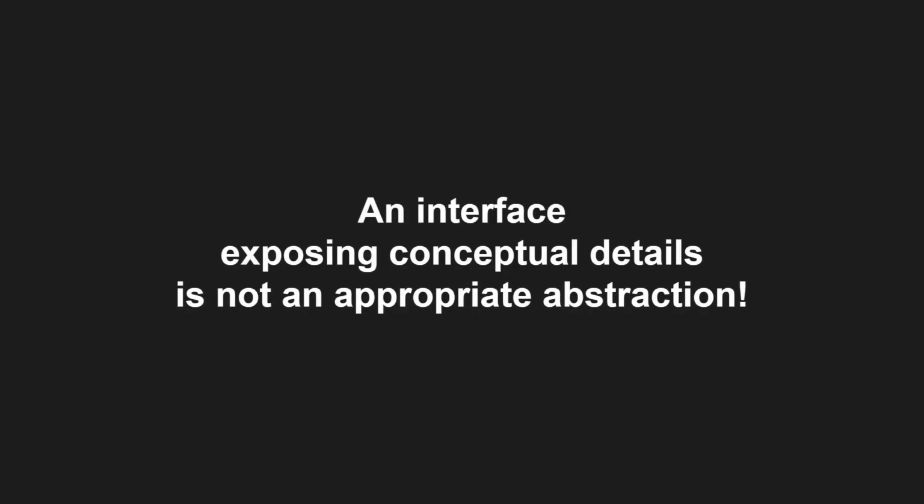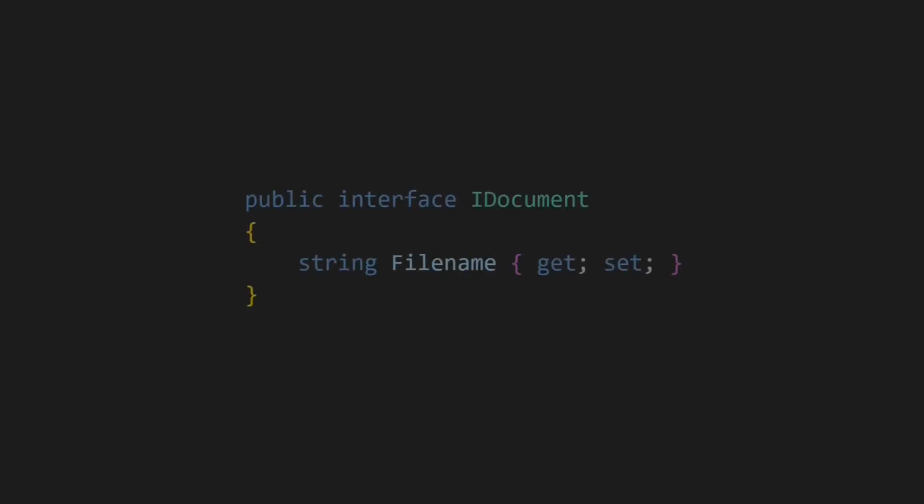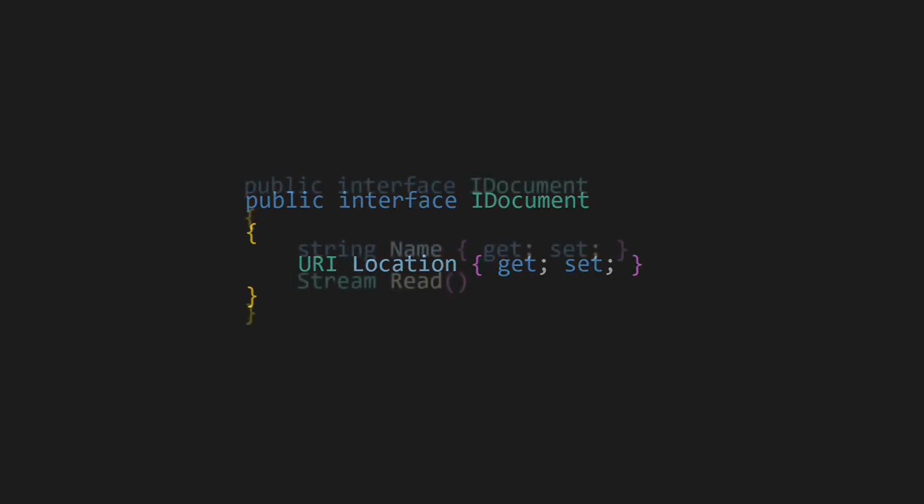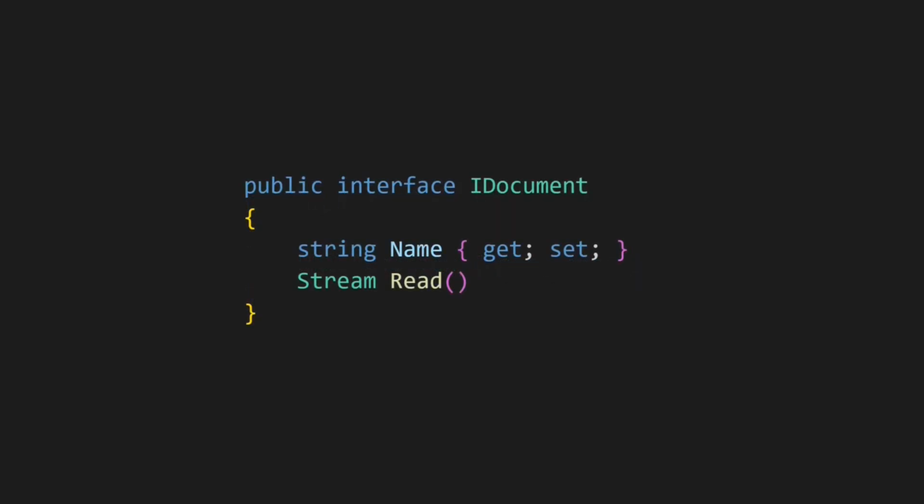For example, an interface exposing conceptual details is not an appropriate abstraction. This class represents a document containing some content, but it also has a file name property and so exposes the conceptual detail that the document is stored in a file system. A more abstract solution would be to use a URI and to rename the property to location, which assigns a generic address to the document but does not expose anything about the storage technology. And if an address is not necessary in the given context, an even more abstract solution would be to just provide a name or an ID property and some API to access the content of the document via a stream.